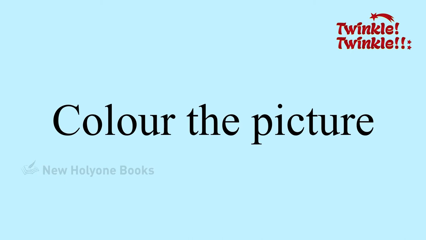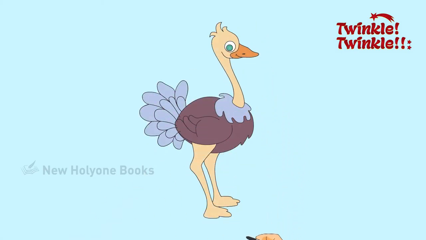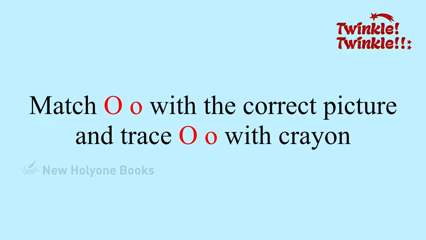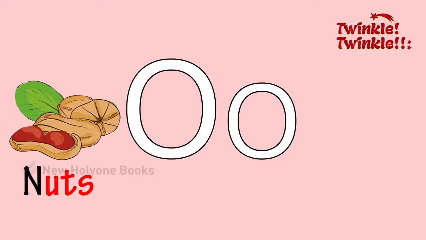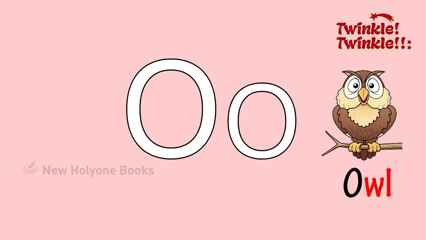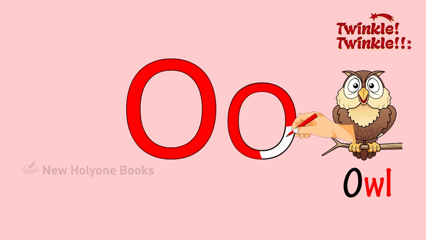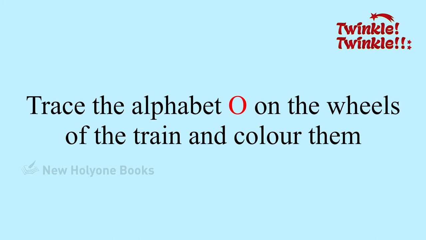Color the picture. Match O with the correct picture and trace O with crayon. Nuts. Owl. Trace the alphabet O on the wheels of the train and color them.